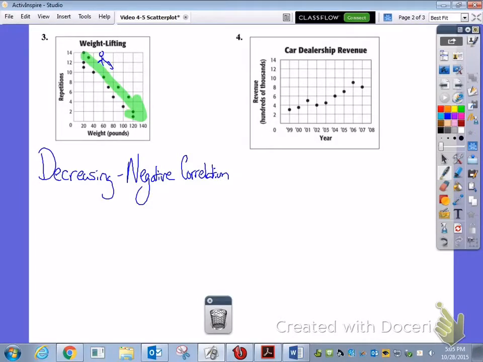So look at some points. Okay? My first one, like 20, 14. And then with 40, that was close to 10. 60 was about 9. 80 was 5. And 100 was 3. Okay, that's enough so you can see what's going on. Now, what happened? Remember, X is always on the bottom. So this was my weight in pounds. Okay, so this was your weight in pounds. And then the Y was the repetitions.